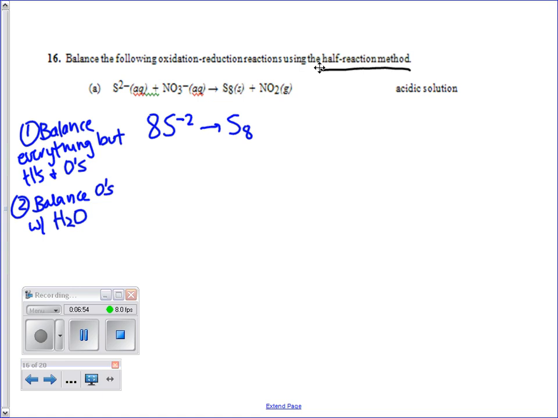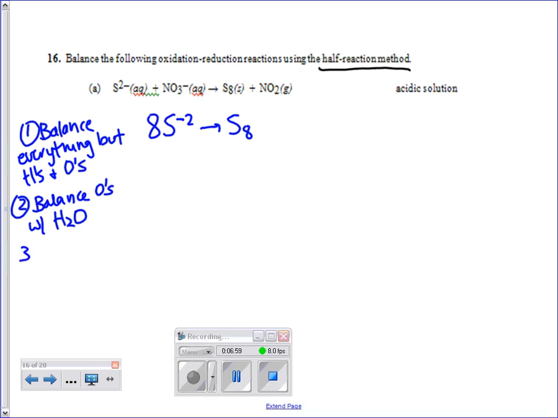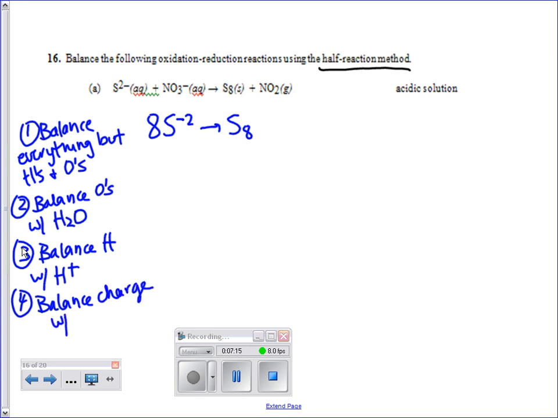Well, there are no O's in this, so we can move on from that. The third step would be balance H's with H pluses. We don't have to do that here. And the last step is to balance charge. What do we balance charge with? With electrons. You can add electrons once to one side to get the charge the same on both sides.